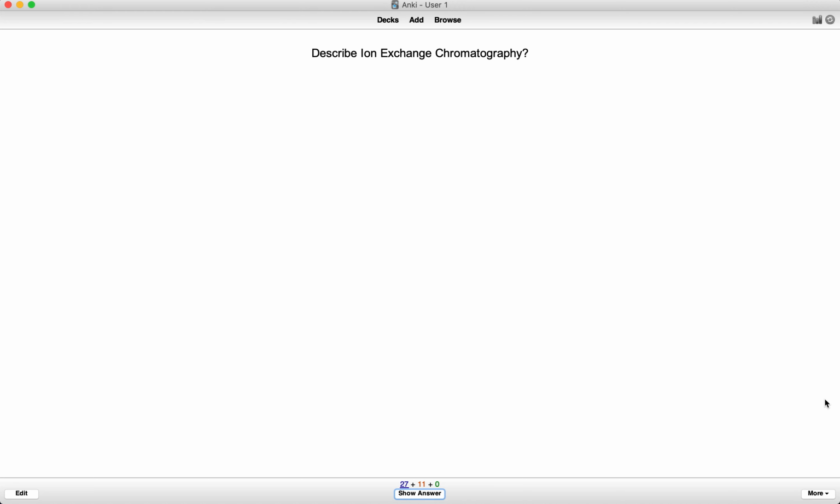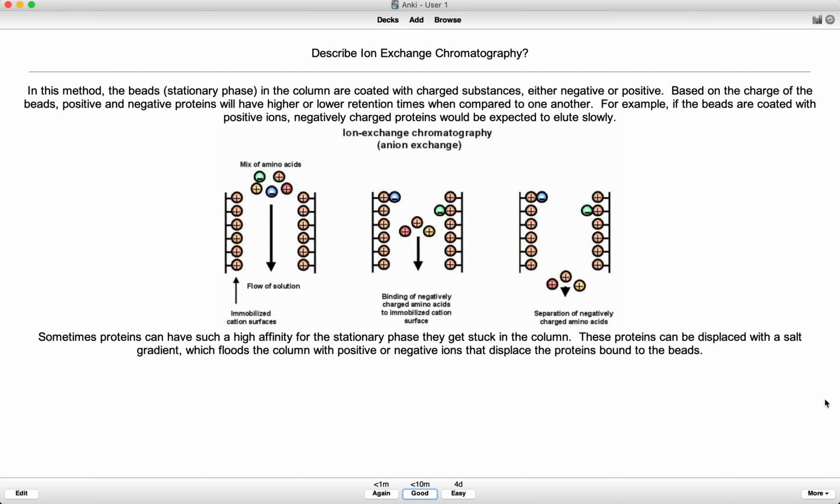Ion exchange chromatography. The beads, the stationary phase in the columns, are coated with a charged substance, negative or positive. So using charged beads, based on the charge of the beads, if they're positive, for example, negatively charged amino acids will stay back longer, while positively charged amino acids will elute faster.